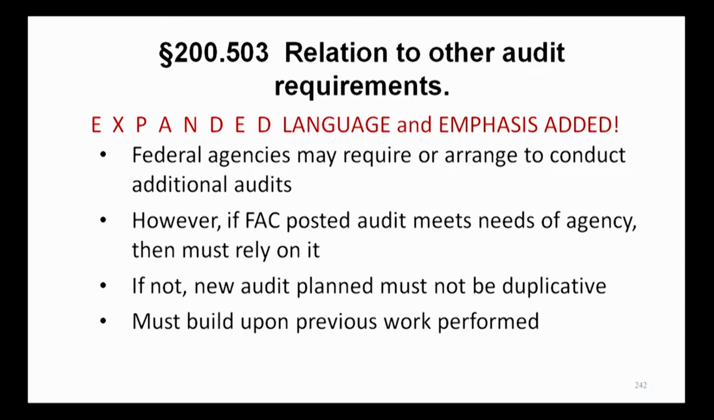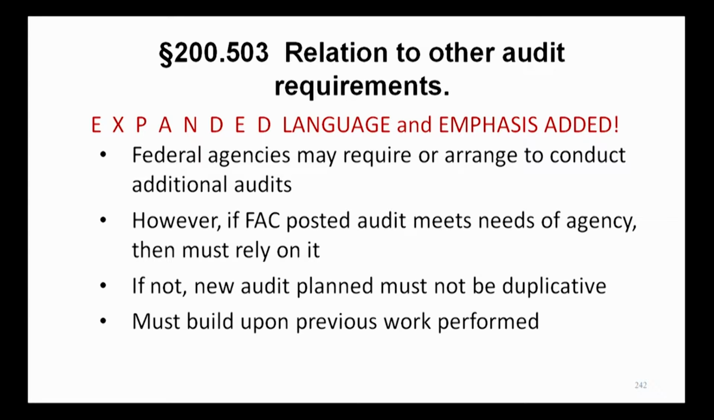503, relation to other audit requirements. Some expanded language and emphasis added here in this section. The point of 503 and the expanded language is really to say that they want federal agencies to rely on the single audit once it's issued. They expended federal funds. They want the federal agencies to say, no, we're not going to just do another whole audit. No, we're going to rely on that audit.